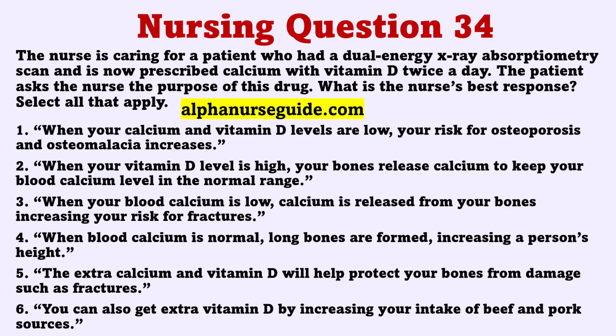The correct answers are 1. When your calcium and vitamin D levels are low, your risk for osteoporosis and osteomalacia increases. 3. When your blood calcium is low, calcium is released from your bones, increasing your risk for fractures. And 5. The extra calcium and vitamin D will help protect your bones from damage, such as fractures. Rationale. Vitamin D and its metabolites are produced in the body and transported in the blood to promote the absorption of calcium and phosphorus from the small intestine.